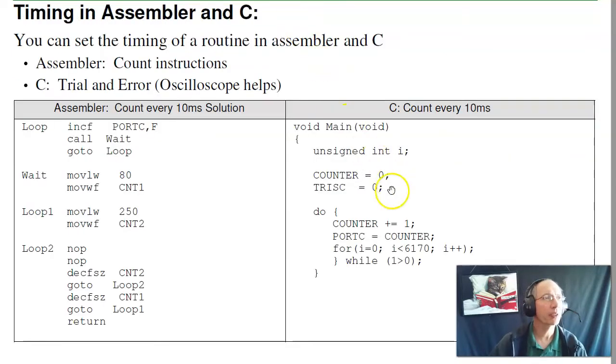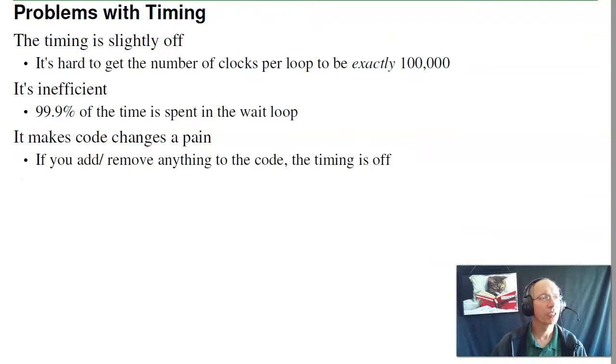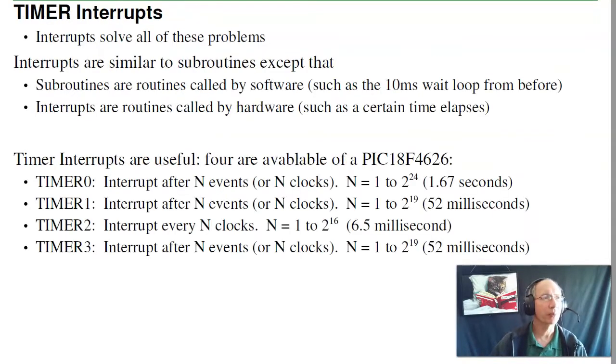If I were to take this previous routine and modify it in any way, such as drive the LCD display or read a sensor, that changes the loop, which changes the timing, meaning I have to change the for loop. So what we've been doing doesn't work real well. There is a way around that. These are called timer interrupts. Interrupts solve all these problems.